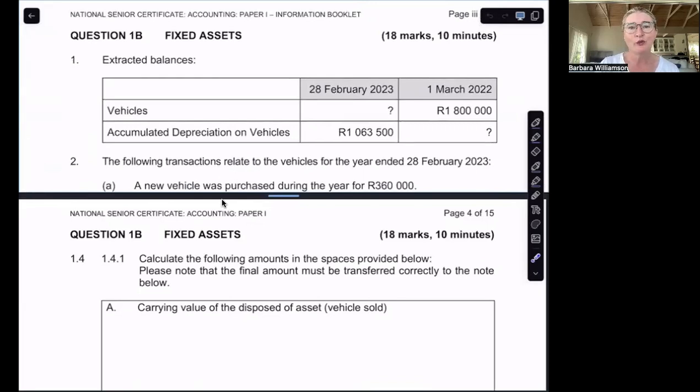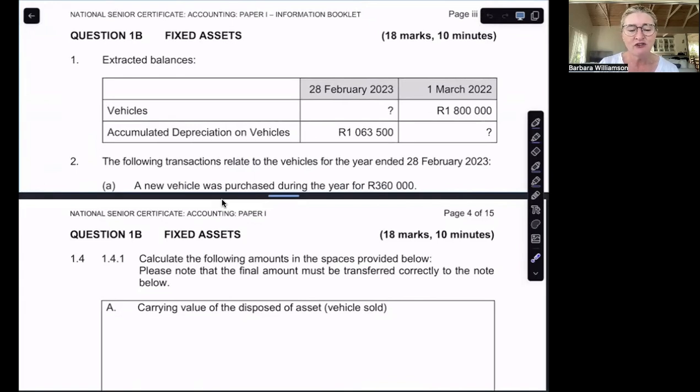In this lesson, we'll work through the IEB November 2023 Paper 1, Question 1B on tangible assets or fixed assets. I know this is often seen as quite a complicated section, but I quite like it. The trick really with tangible assets is just to use some T accounts. The T accounts will make it much easier for you to see exactly what's going on.